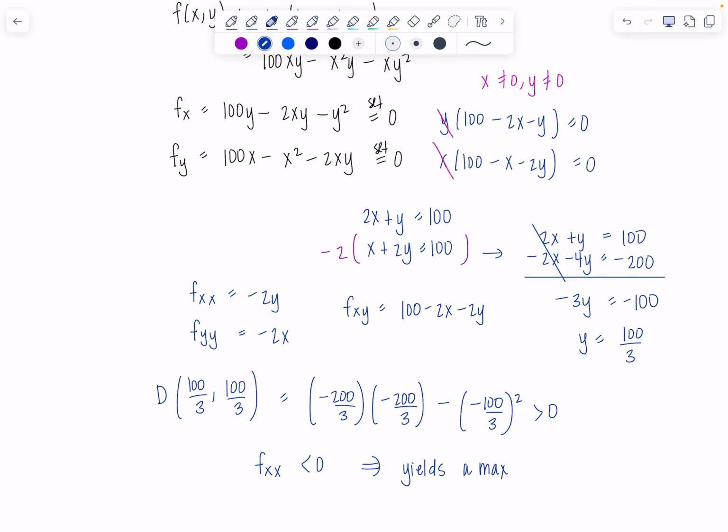What's the last one? The max volume. Find the volume of the largest rectangular box. That one? Yes. Almost the same as 45. Okay. So find the volume of the largest rectangular box in the first octant.